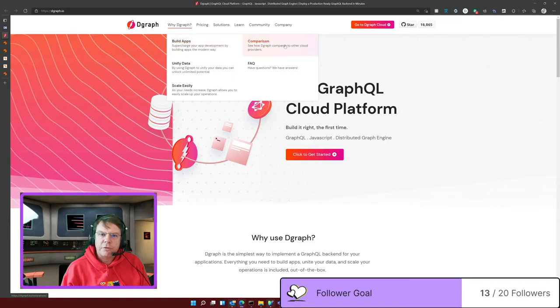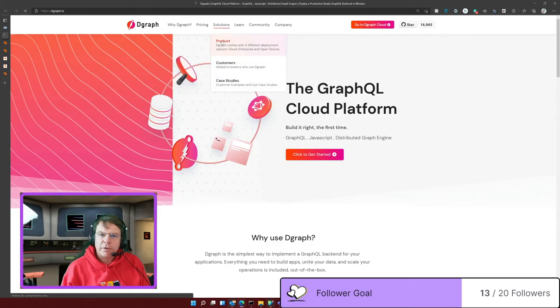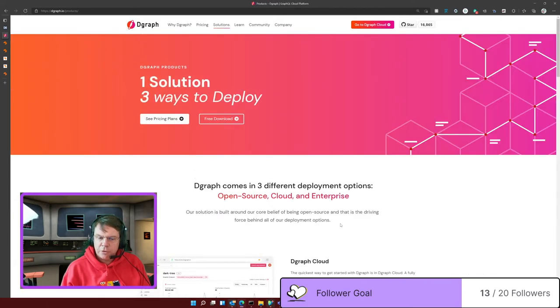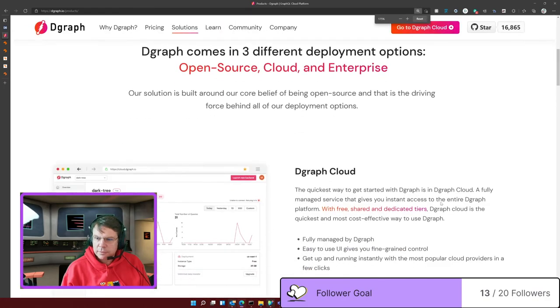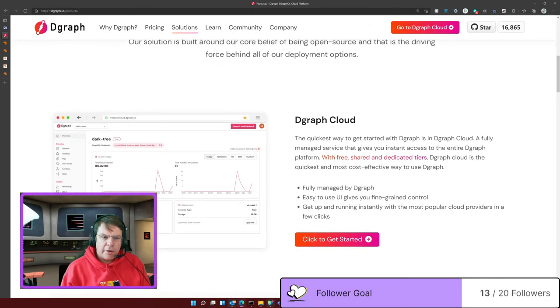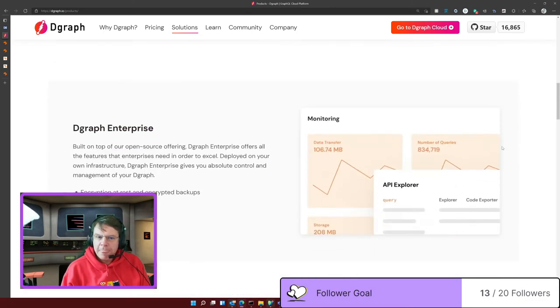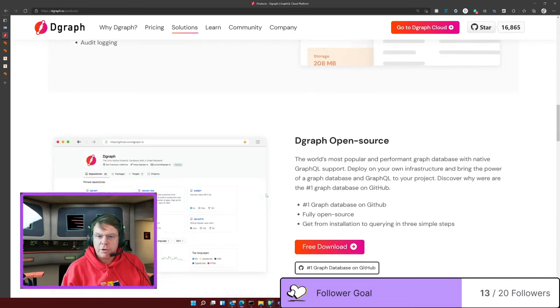Other cloud providers. So is it Dgraph Cloud only? Let's look at the product. Okay, so it's open source, cloud, and enterprise. So I can see here, this is the cloud, some sort of management interface. Okay, that seems reasonable enough. Enterprise gives me encryption at rest and encrypted backups. That could be important. Multi-tenancy, that might be important. Audit logging, that's certainly a good thing.